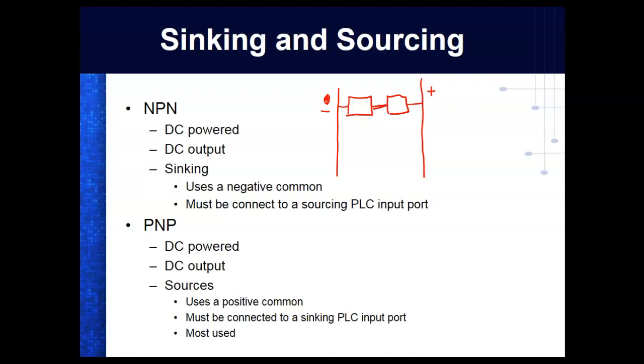So what we have is the ability to do this. NPN, and these are the names of the sensors, and this all came from digital, by the way. Sinking and sourcing came from digital. So sinking uses a negative sign. So this would be negative. And this sensor right here, if it's a solid state sensor, would have to be an NPN sensor.